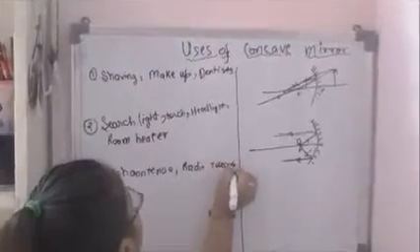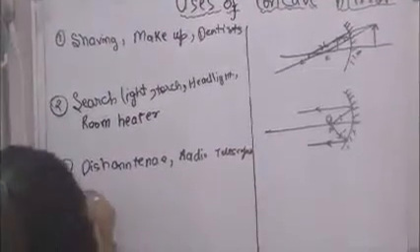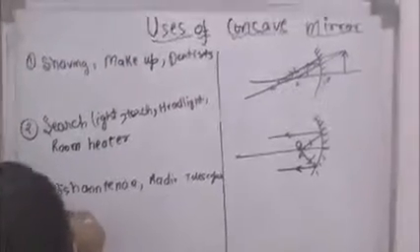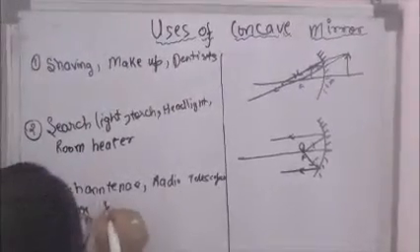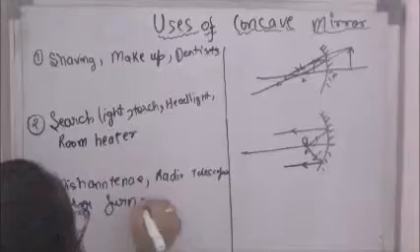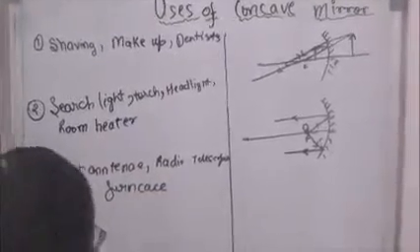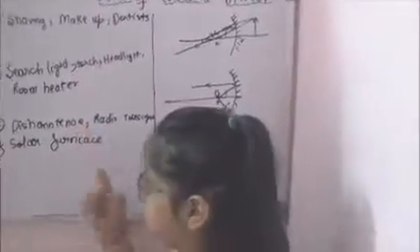Telescopes and solar furnace. Now let's start with the dish antenna.